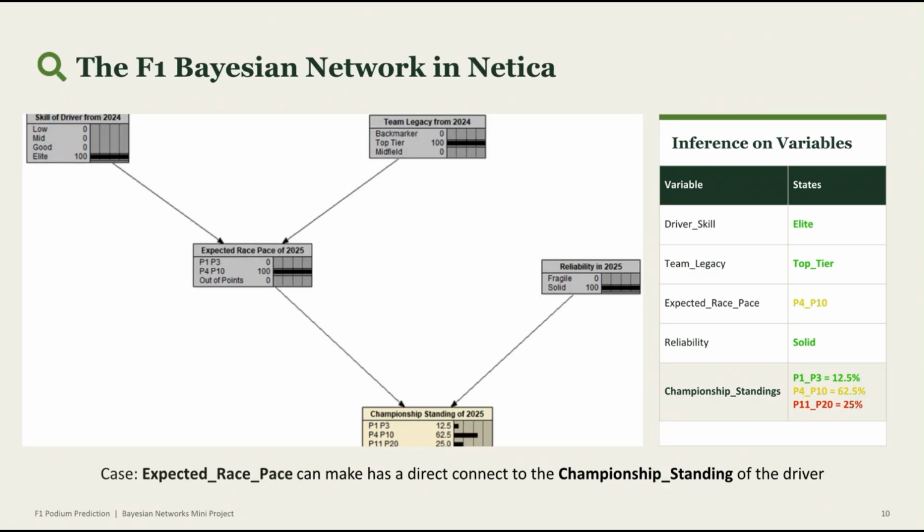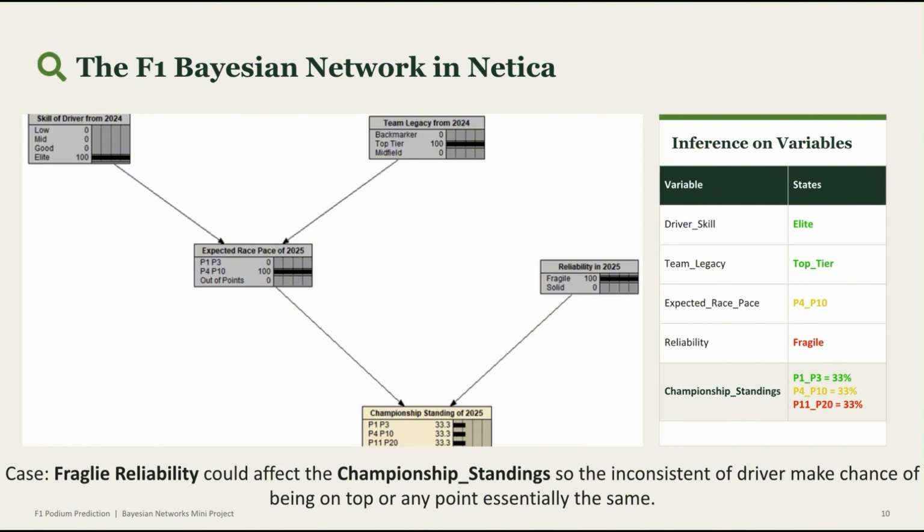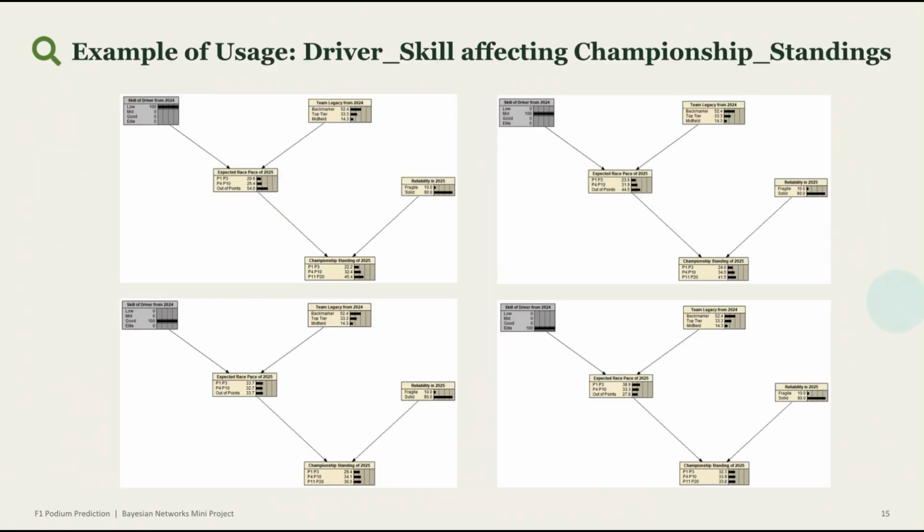Then what if the driver is on the elite side, on a top tier team, very reliable, but his race pace is about P4 to P10, the middle of the table? He would likely end up in the middle tier, P4 to P10. And what if we categorize the driver as fragile, meaning he's not very reliable in form? Then the results would be spread equally throughout the values, because we couldn't count on him very much.